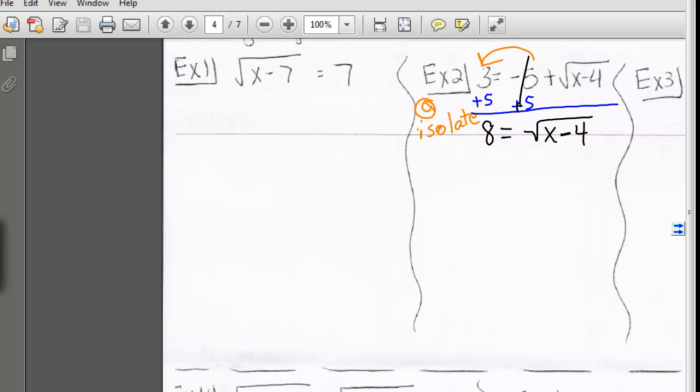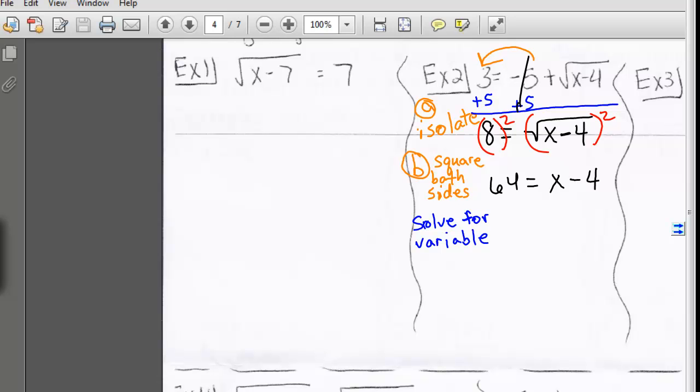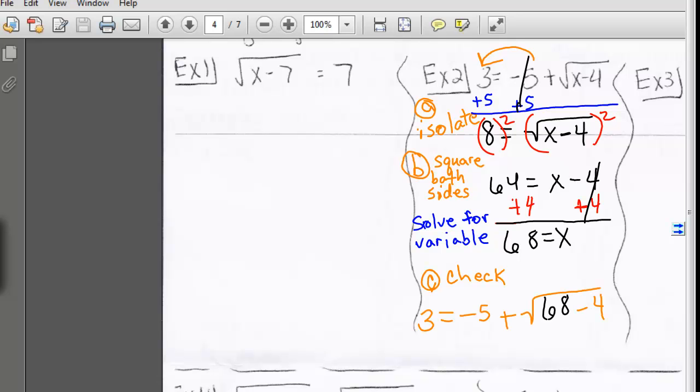Now that the square root of x minus 4 is isolated, I can square both sides. Squaring both sides gives me 64 equals x minus 4. Now I solve for the variable x. We get x equals 68. Now let's check. Plugging in 68 for x gives us 3 equals 3. Therefore, 68 is our answer.